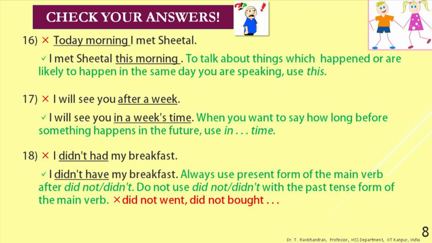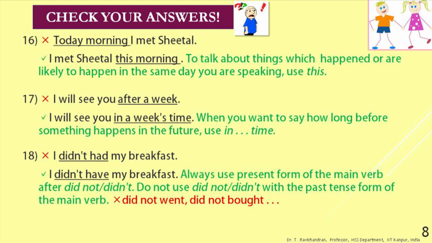The explanation is: to talk about things which happened or are likely to happen on the same day you are speaking, use this. Next one: I will see you after a week. "After a week" is wrong usage. The correct one: I will see you in a week's time. When you want to say how long before something happens in the future, use "in dash time", that is in a week's time, in a month's time, in a year's time, in a fortnight's time.